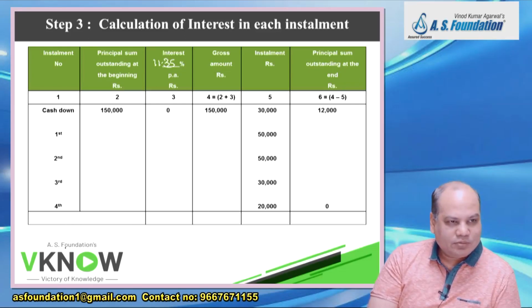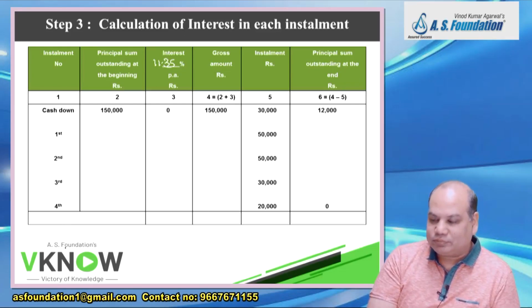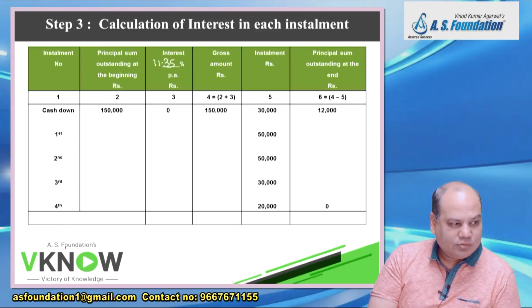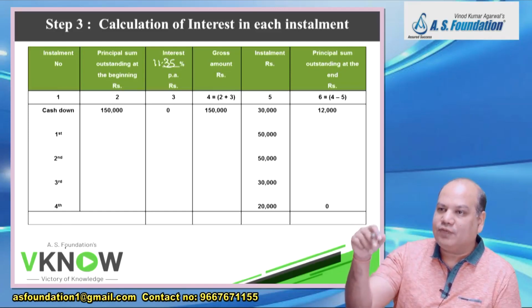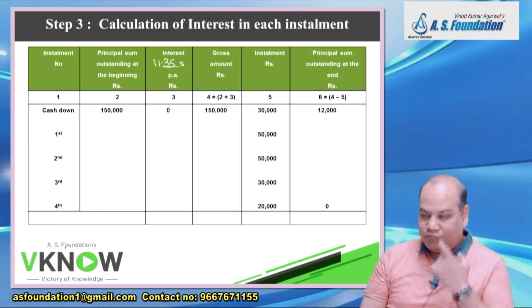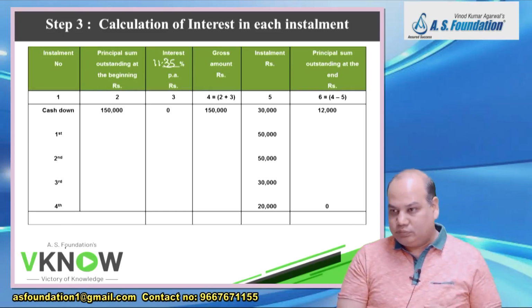Ready? We have done it for 10 times now. Cash down, right? This table is not old now. You already have known it. Start solving. Don't wait for me. Cash down is 1,50,000. Then how many more installments? 4 more. First, second, third, fourth. Keep a gap of 1 line.